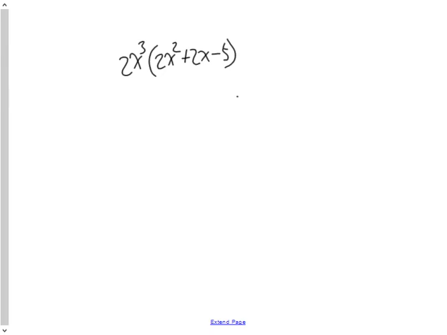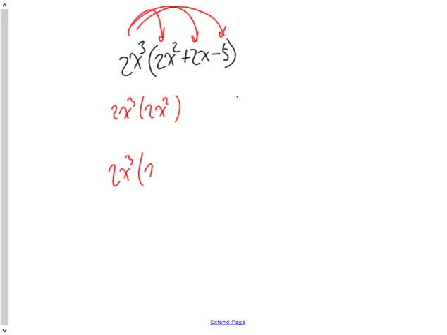And your second last question in the review gives you 2x cubed multiplied by 2x, and so on. So here we need to use the distributive property of multiplication. Each of these terms must be multiplied by 2x cubed. So if you wanted to write it out, that's the first one. That's the second one. And that's the third one.